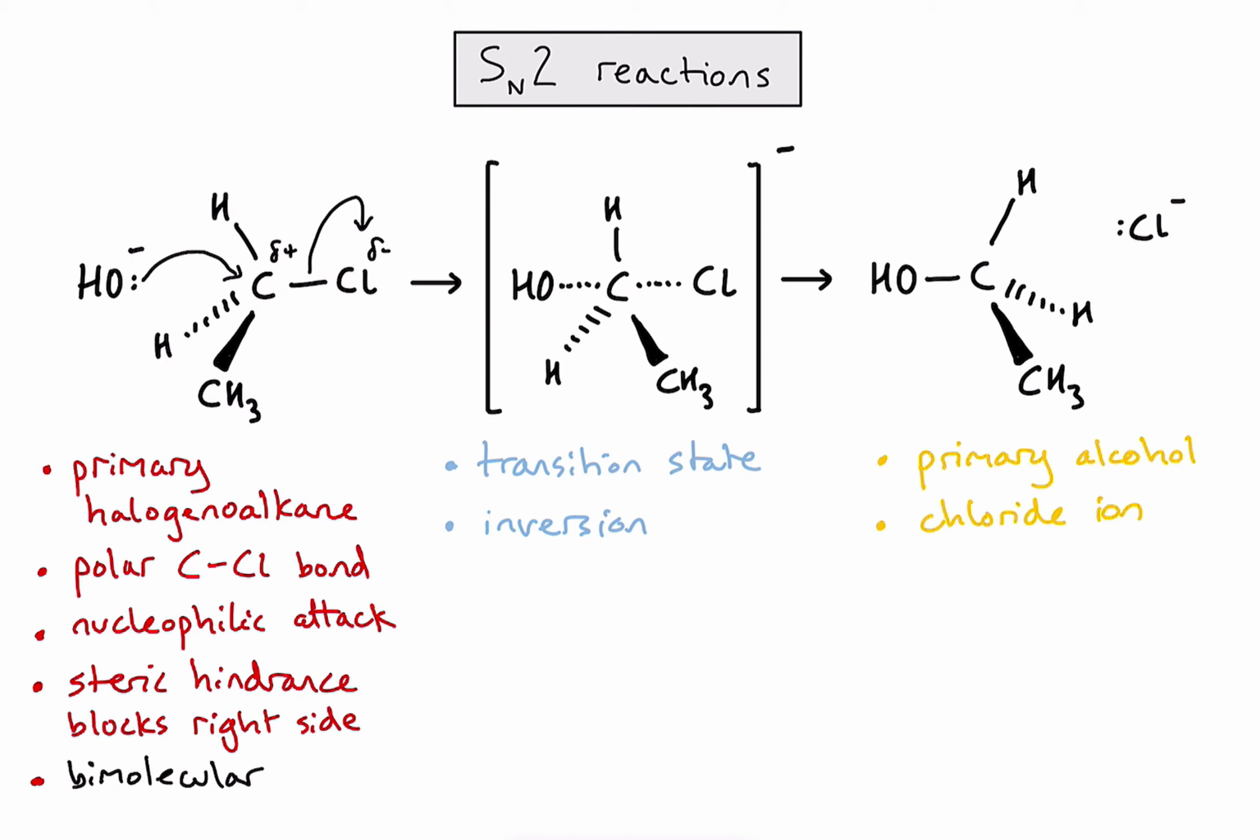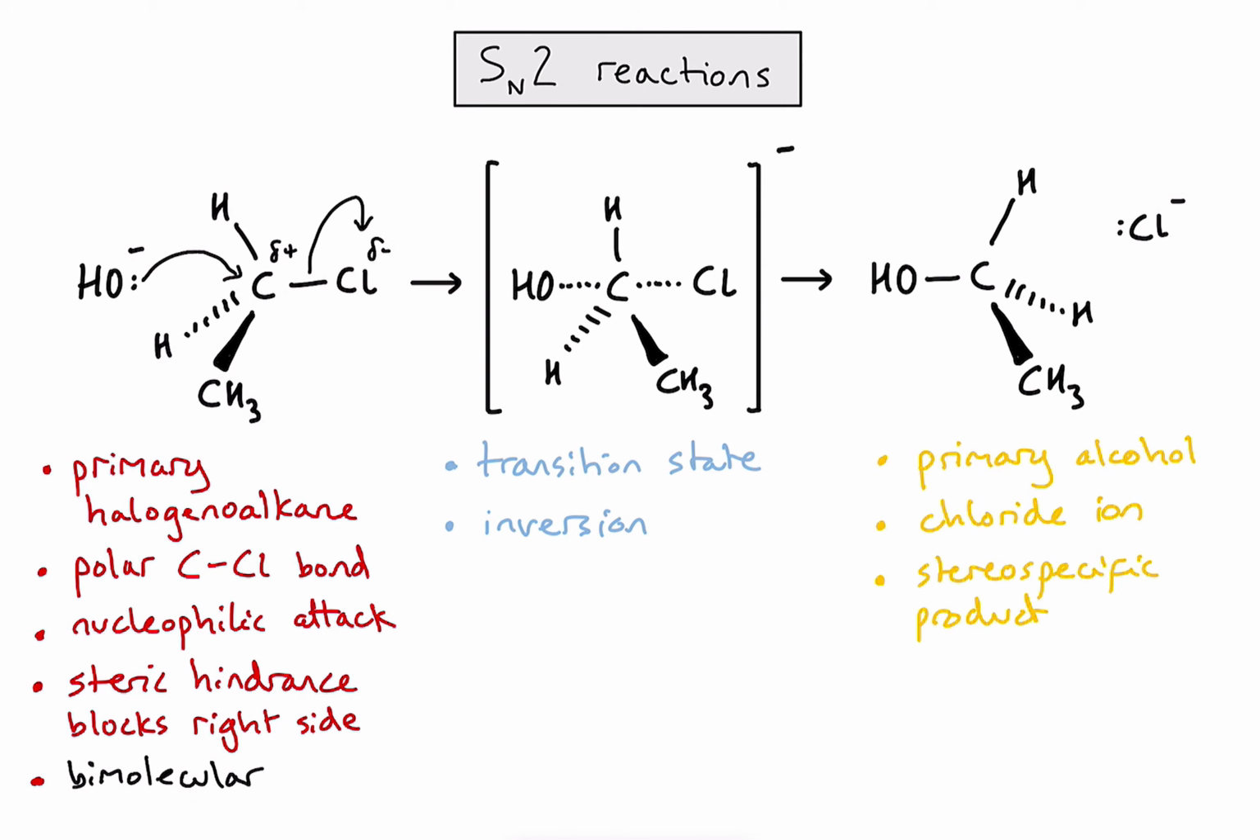So because of that inversion, it means we end up with something known as a stereospecific product, which basically tells me that the arrangement of my atoms around the carbon is going to be a particular way, because the hydroxide is always attacking from the opposite side of my halogen, in this case chlorine.